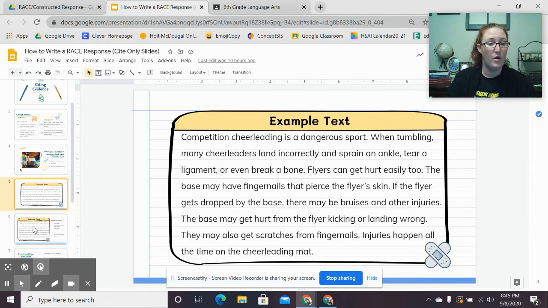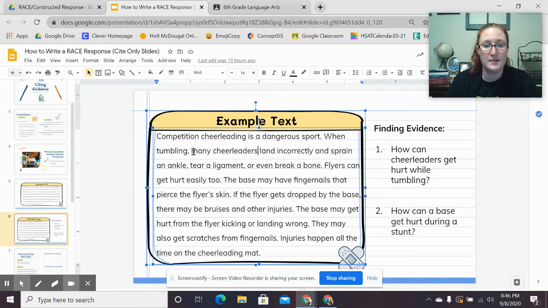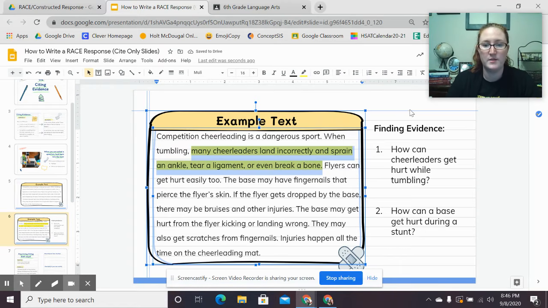When I look at my questions, I know I need to find evidence for these. If I want to keep in my head where these are, the best thing to do is to look back for it and highlight it. So, how can cheerleaders get hurt while tumbling? I am going to locate my highlight tool up here. I'm going to highlight this section: many cheerleaders land incorrectly and sprain an ankle, tear a ligament, or even break a bone. I want to keep that for how I want to talk about them. Then I go up here to where it says highlight, and I normally go with yellow since it's nice and bright.